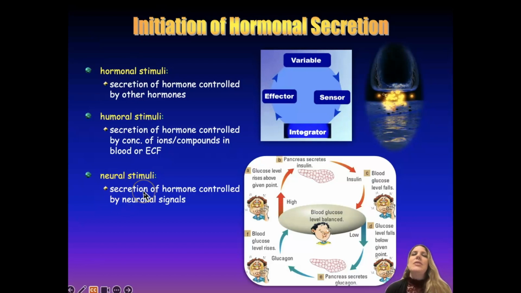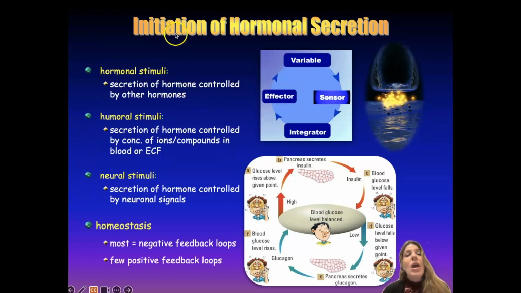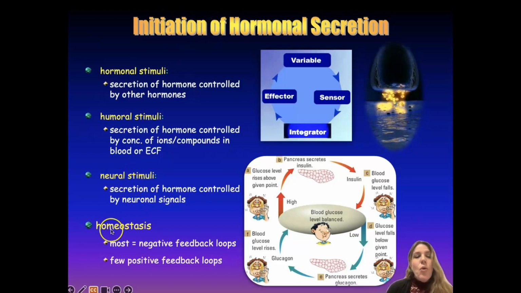An example of this is the posterior pituitary gland. While it does not produce its own hormones, it stores and releases hormones that were produced in the hypothalamus. And it knows when to secrete those based on receiving an electrical signal through neurons from the hypothalamus. So through these three processes, we're going to help the body to maintain homeostasis.